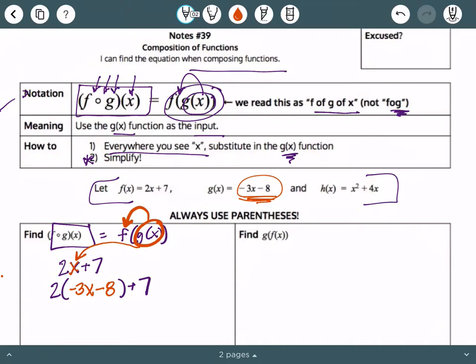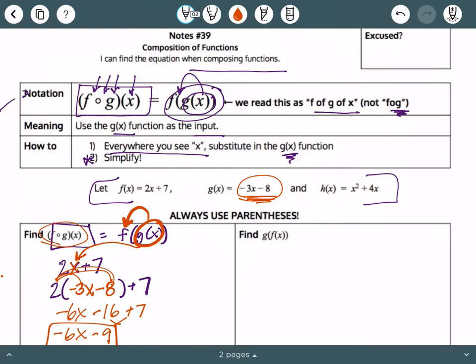That way I took out the x, I put in the g of x, and then now I just have to simplify. So 2 times negative 3x is negative 6x, 2 times negative 8 is negative 16, plus 7. So I have negative 6x, put those together, get negative 9. That would be my final answer for f of g of x.